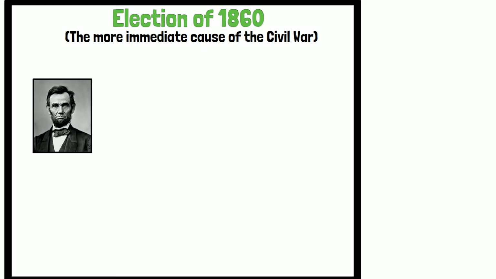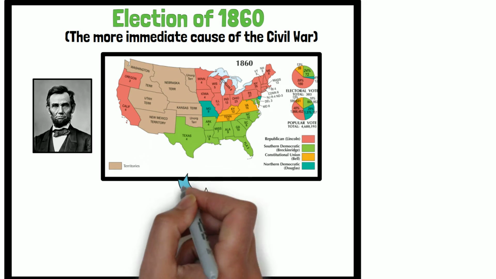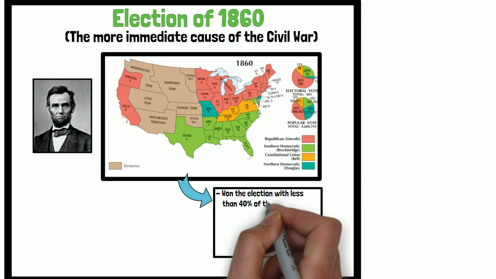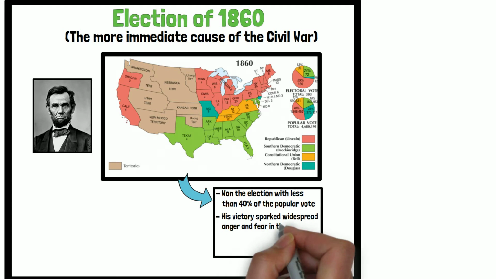Even though Lincoln lost that election, he made a name for himself as a future Republican star. Lincoln won the presidential election of 1860 by receiving less than 40% of the popular vote. As only one of the 4 major candidates, he was left off the ballot entirely in many states in the South. His victory sparked widespread anger and fear in the South that he would move to abolish slavery, and within a month South Carolina was drafting articles of secession.